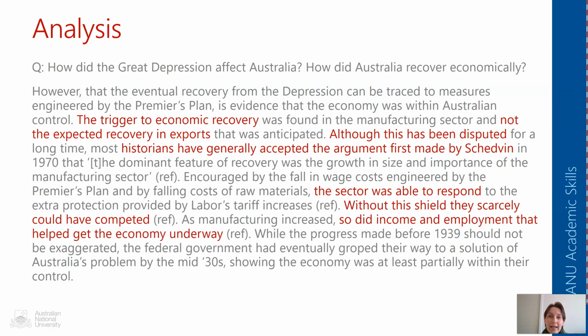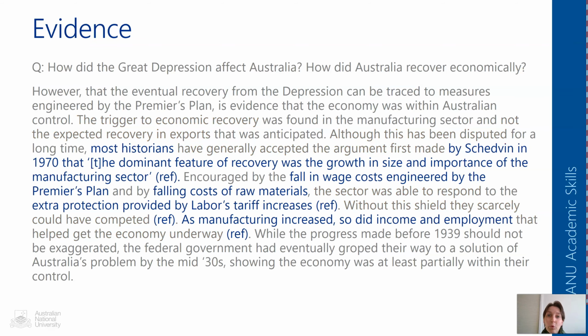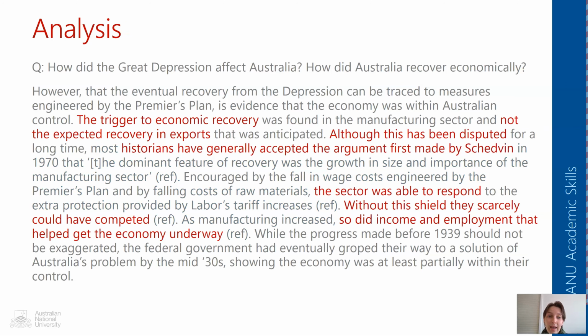They've also got analysis where the student is showing their own analysis of the evidence. So it's not simply just putting the evidence there and hoping that the reader understands, it's also explaining to the reader how that evidence helps their argument. So what they're saying is things like, without this shield, they scarcely could have competed. So did income and employment that helped to get the economy underway. So what they're pulling out from the evidence is how these examples helped the Australian economy to recover.